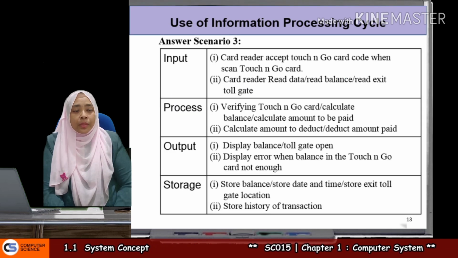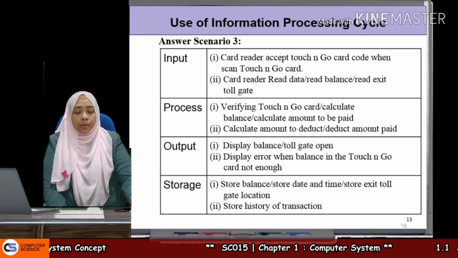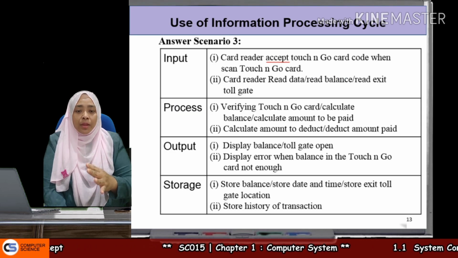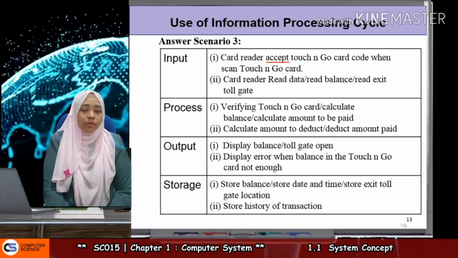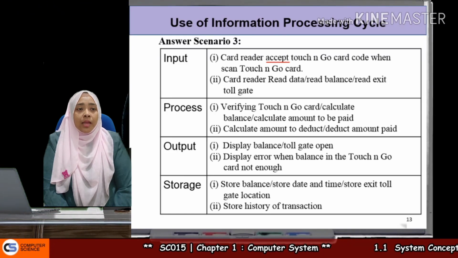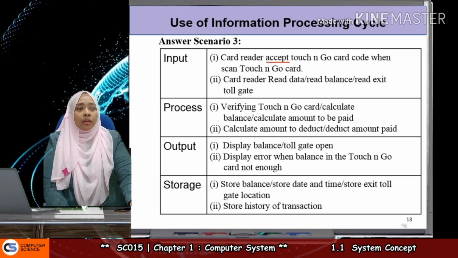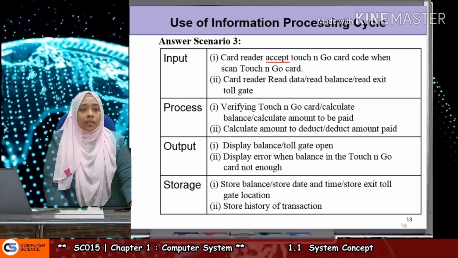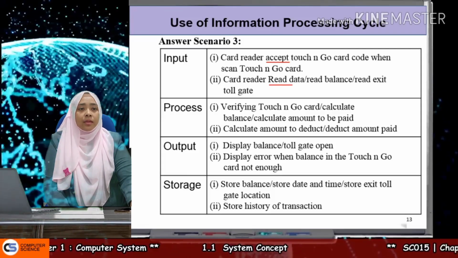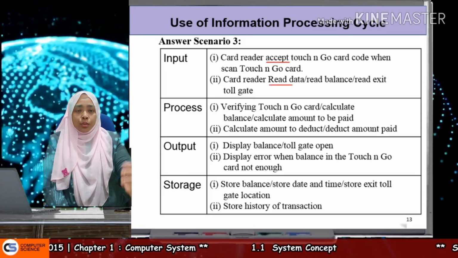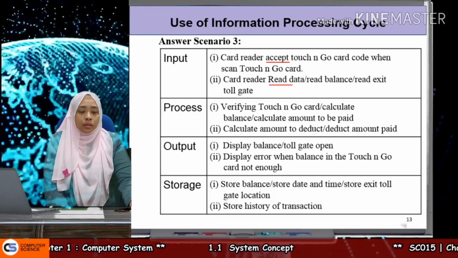For the input, the card reader accepts. Remember we have to explain based on what the machine does. Card reader accepts the Touch 'n Go card. Card reader scans the Touch 'n Go card. Then the card reader reads. Also can use the word read.